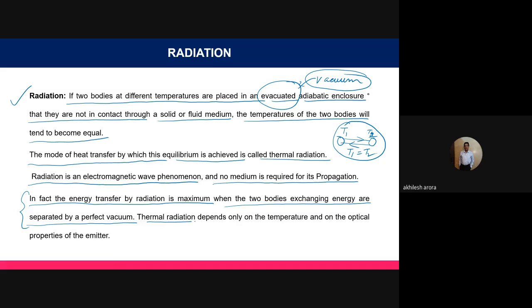So thermal radiation depends only on the temperature and on the optical properties of the emitter. This we will study later on. There are some properties like absorptivity, transmissivity, epsilon meaning emissivity. You must have studied these earlier also. Then rho stands for reflectivity. These are some properties of the surface.